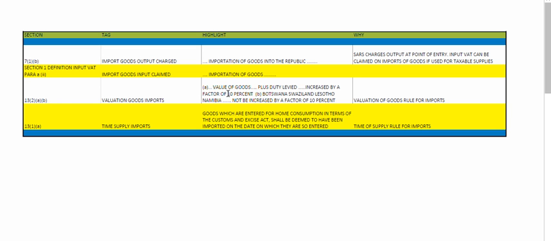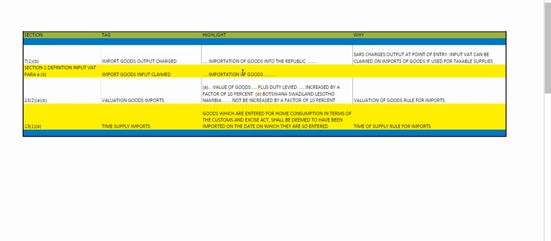13.2ab, how much do we value the goods at? You value the goods plus the duty levied, increased by a factor of 10%. If it's something that comes from Botswana, Swaziland, Lesotho, or Namibia, you don't increase it by that factor. So basically the 10% doesn't apply if it comes from Botswana, Swaziland, Lesotho, Namibia. Okay, and the timing of it, it's when goods which entered for home consumption in terms of the Customs and Excise Act shall be deemed to be imported on the date when they so entered.